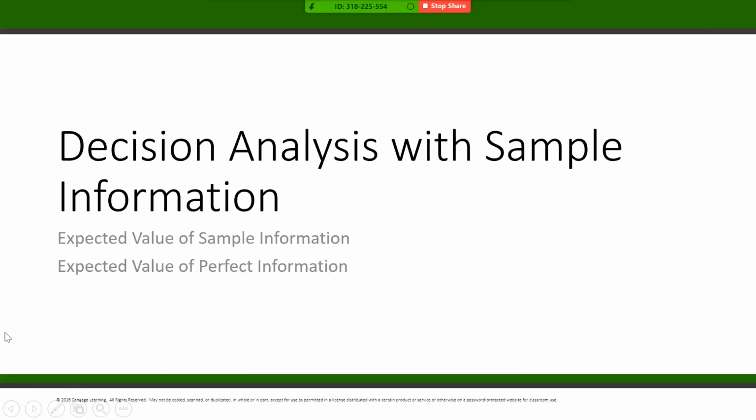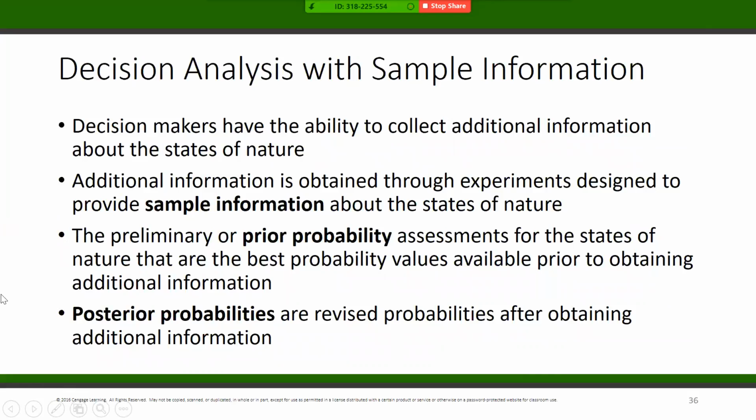All right, decision analysis with sample information: expected value of sample information and expected value of perfect information. The decision makers have the ability to collect additional information about the states of nature. Additional information is obtained through experiments designed to provide sample information about the states of nature. The preliminary or prior probability assessments are the best probability values available prior to obtaining additional information. Then we have posterior probabilities, or revised probabilities, after obtaining additional information. So we have prior and posterior probabilities.